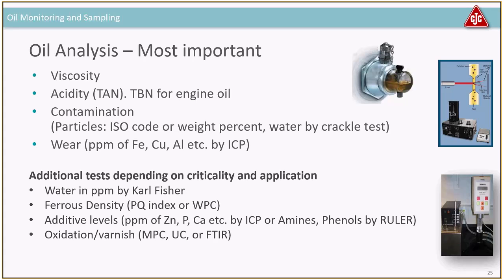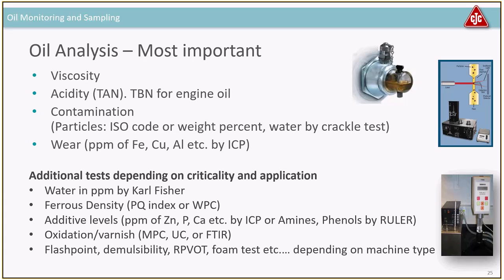Oxidation and varnish are also very important tests for critical systems, so hydraulic systems and such, and turbines. MPC is the most used, membrane patch colorimetrics. Ultracentrifuge is also used by a lot of people, and FTIR is used because it's quite cheap, but it's not very accurate showing varnish levels.